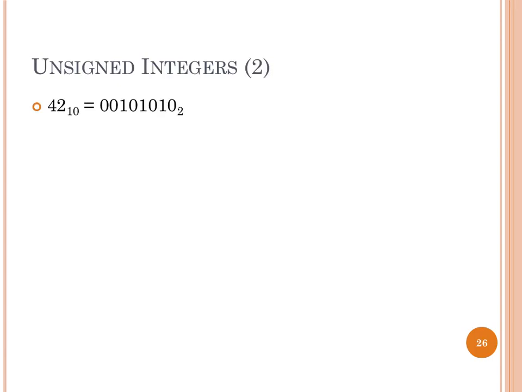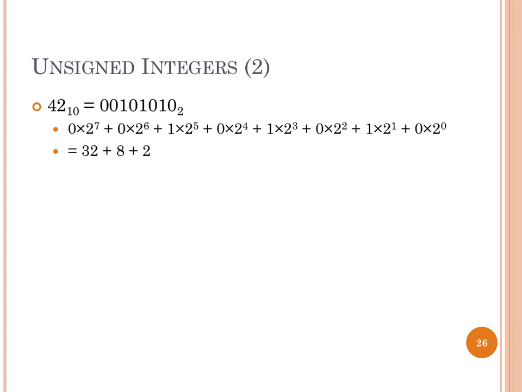So this is how you would represent 42, everyone's favorite number. If you were to expand it out, 0 times 2 to the 0, 1 times 2 to the 1, so that's a 2, and then 0 times 2 squared, 1 times 2 cubed, that's 8, so 2 plus 8 is 10, and then 1 times 2 to the 5, which is 32, and everybody should know that 32 plus 10 is 42. Yay, we're done. So that's how you do 42 in base 2.